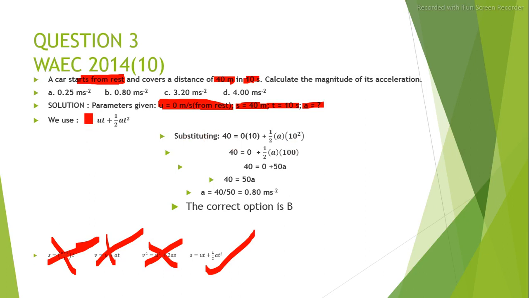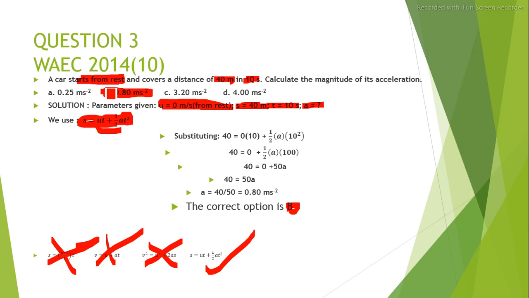So we are using s equals ut plus half at squared. Substituting, s is 40, u is 0 multiplied by t is 10, plus 1 over 2 times a, which is unknown, times t, which is 10, squared. So we write 40 equals 0 times 10, which is 0, plus 1 over 2 times a times 10 squared, which is 100. So we have 40 equals 0 plus 50a. 0 plus 50a is 50a. Dividing both sides by the coefficient of a, which is 50, we have a to be 0.80 meter per second squared. So the correct option is B. Do you get that?